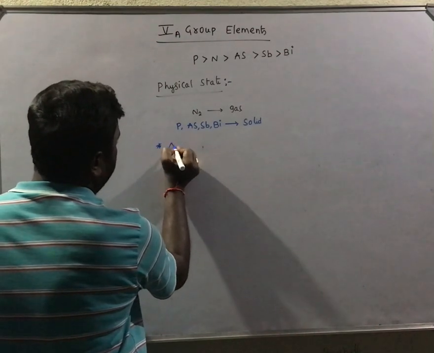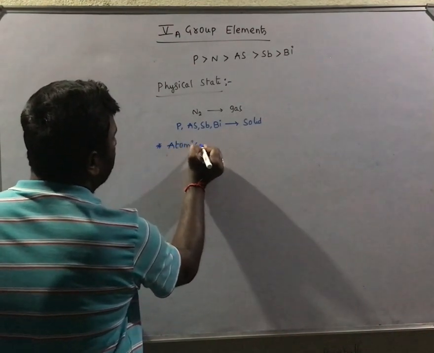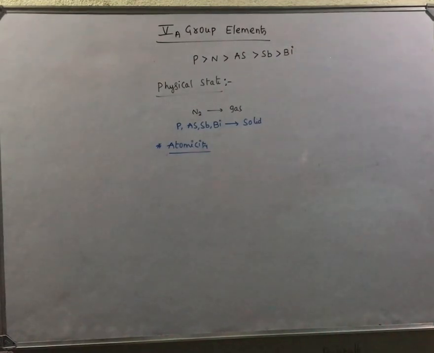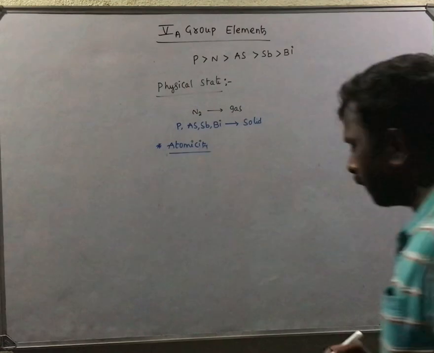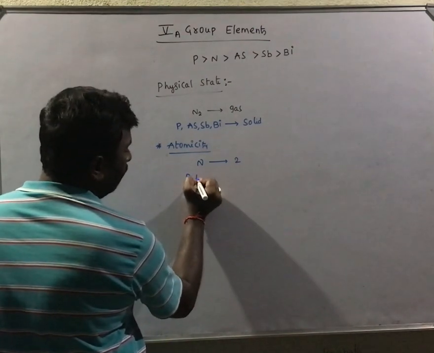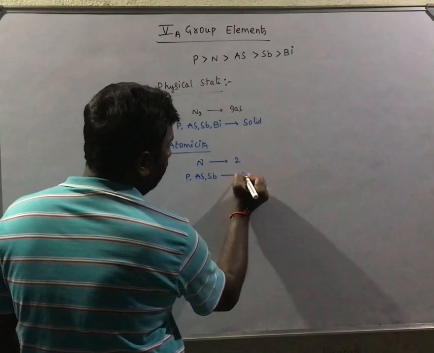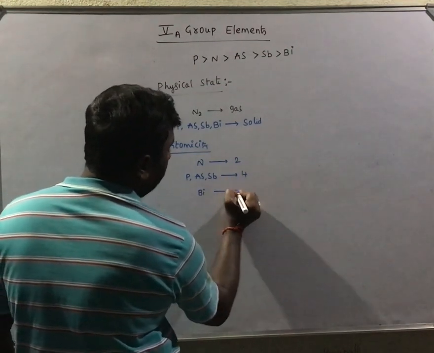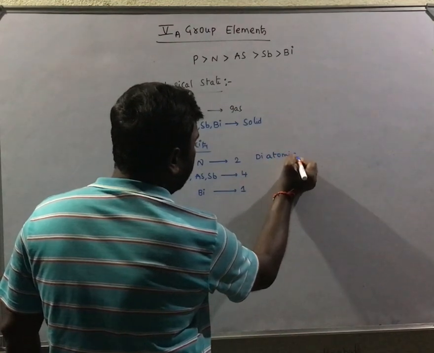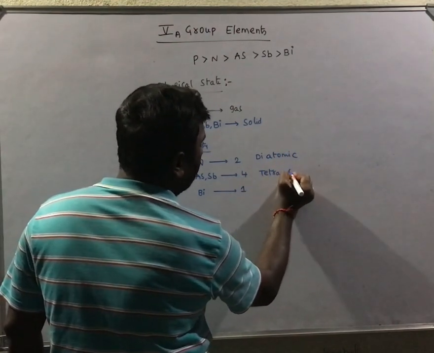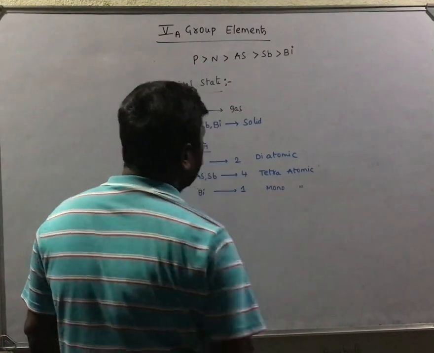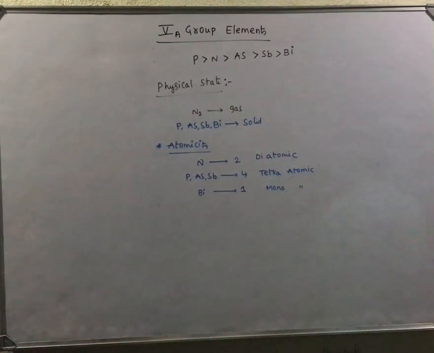Then atomicity. What is the meaning of atomicity? The number of atoms in a molecule is called atomicity. Nitrogen atomicity is 2, phosphorus, arsenic, antimony atomicity is 4, bismuth atomicity is 1. So 2 means diatomic, 4 means tetraatomic, and bismuth is monoatomic.